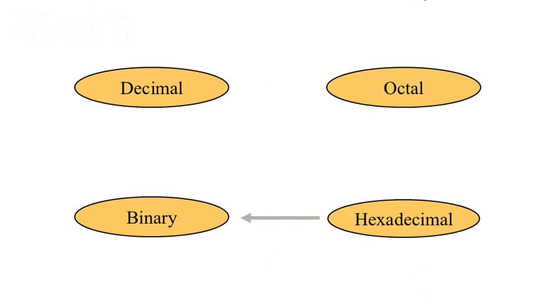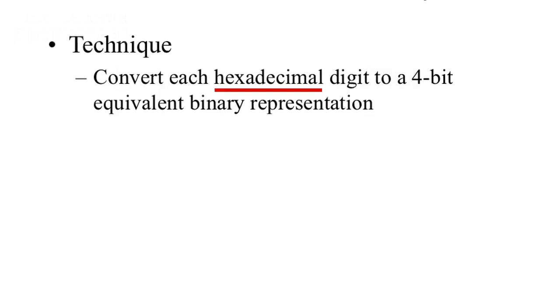Just like with octal, understanding the relationship between these number systems is essential. To convert a hexadecimal number to binary, we convert each hexadecimal digit to its 4-bit binary equivalent. This method is straightforward and effective.